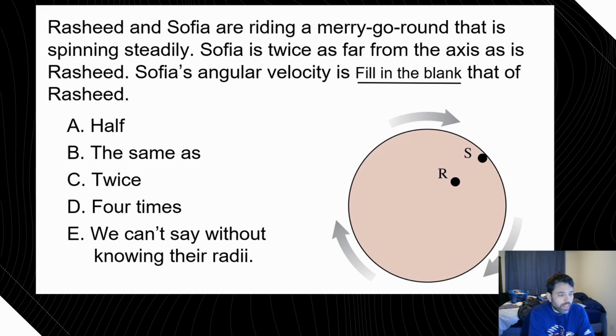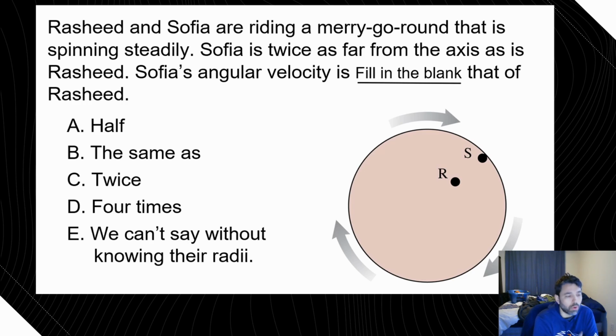All right, quick check here. How long have I been going for? Didn't tell me. Somewhere it tells me. Oh, there it is, 20 minutes already. Okay. Rashid and Sophia are riding a merry-go-round that is spinning steadily. Sophia is twice as far from the axis as is Rashid. Sophia's angular velocity is what compared to that of Rashid?